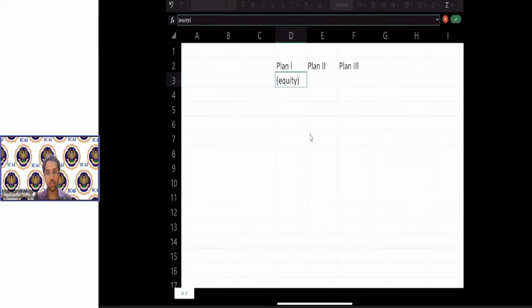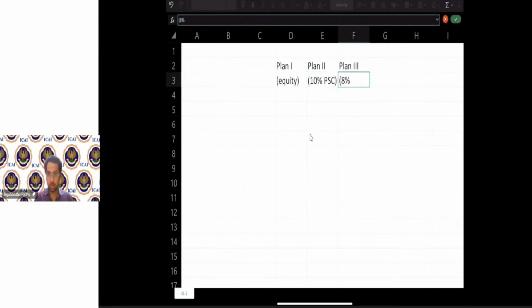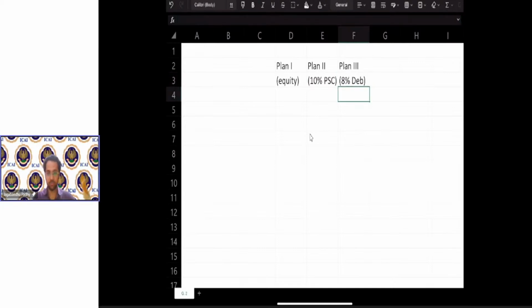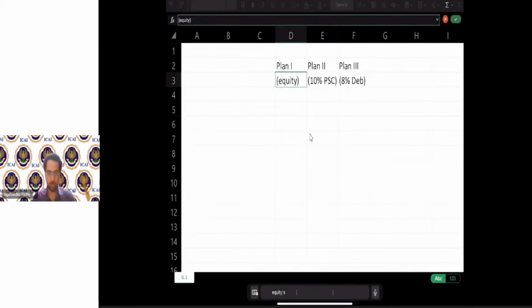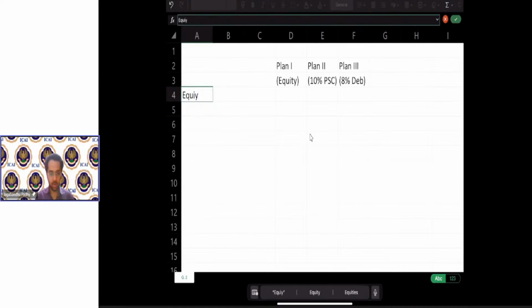Plan 1 is fully equity. Plan 2 is to raise by way of 10% preference share capital. And plan 3 is 8% debenture. So plan 1 equity, plan 2 is 10% preference share capital, and plan 3 is 8% debenture. So we have the equity share capital.